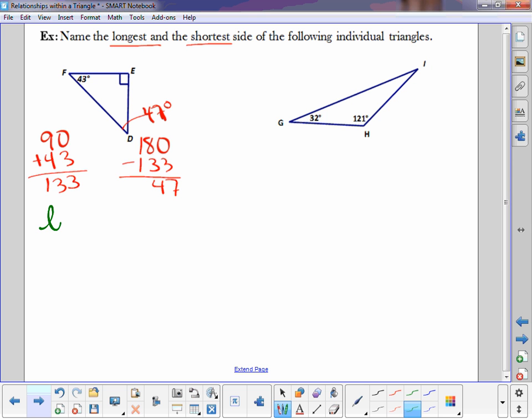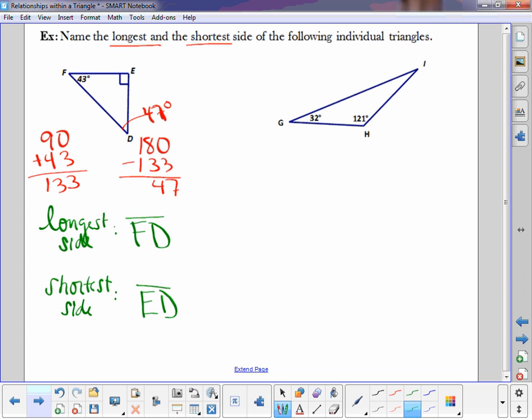Alright, so now that I have that angle, I want my longest side, and I want my shortest side. Alright, which side is my longest side? FD. Now make sure you use proper notation here. We are talking about the side. It's not asking about the measure. We want to just name the longest side. So when we name that side, we need to use that line on the top. And what is my shortest side going to be? ED. So remember, trust the information, not the picture, because the picture is clearly not drawn straight. Alright, questions with that first one? Okay, go ahead and try the next one.